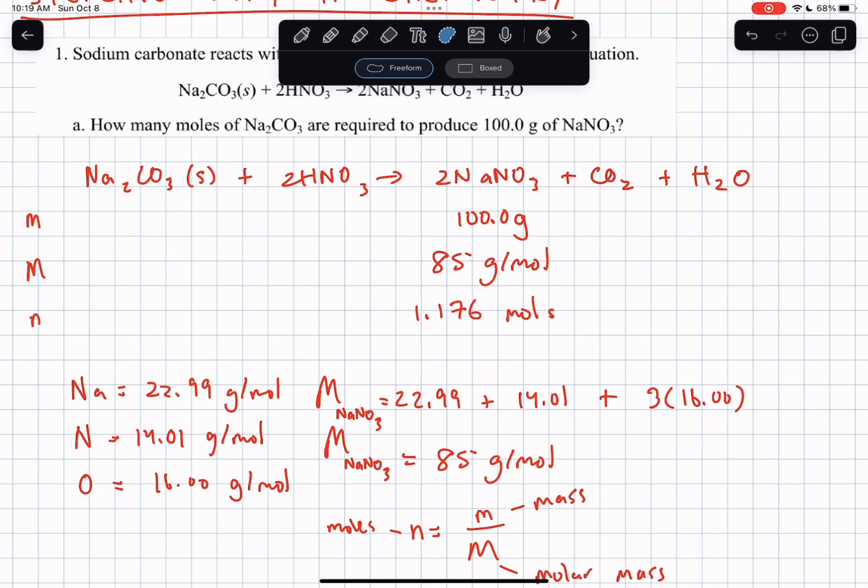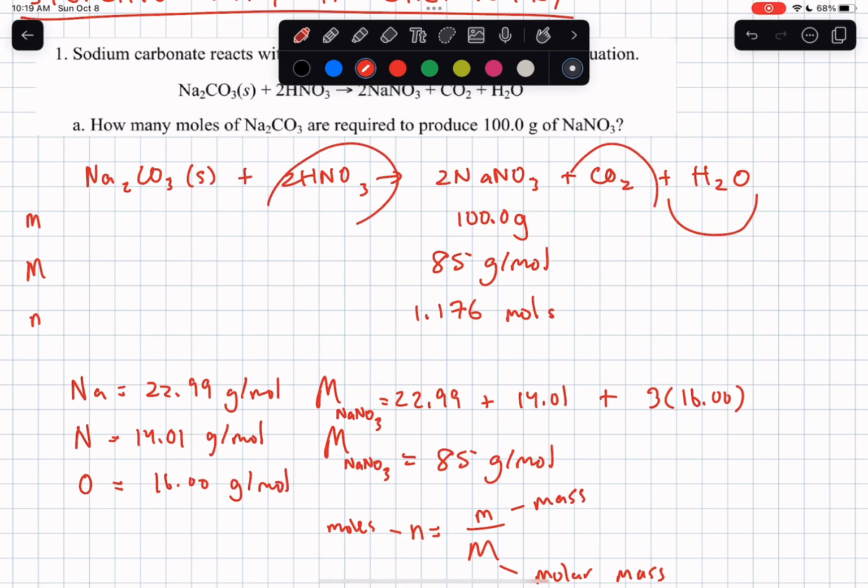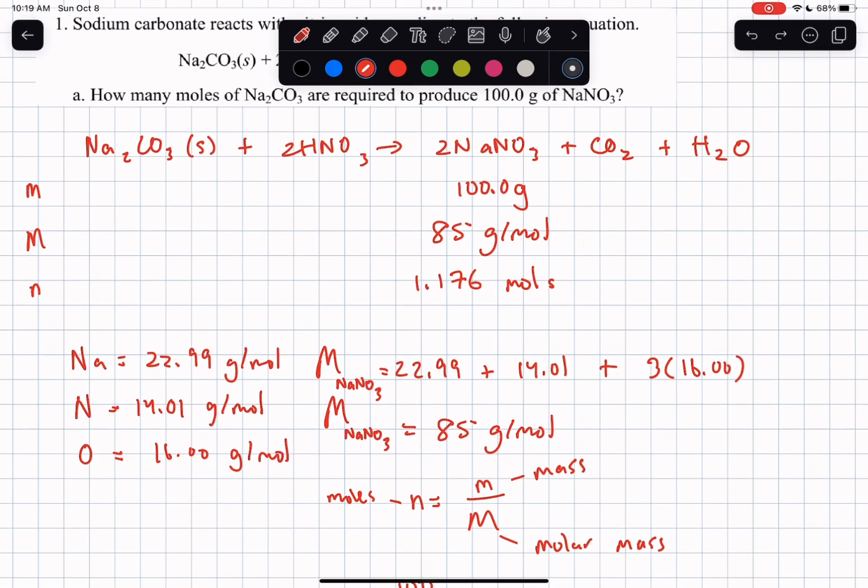Now, we have all this information and we want Na2CO3. We don't have to worry about these other compounds, because they're not useful to us and they don't affect anything because we're only searching for the moles for Na2CO3. So to do this, we look at the ratio of these two compounds or molecules. And you can see that the ratio is 1 to 2, right? You have 1 here and then 2 here. So what we do is we take 1.176 moles and we divide it by 2.